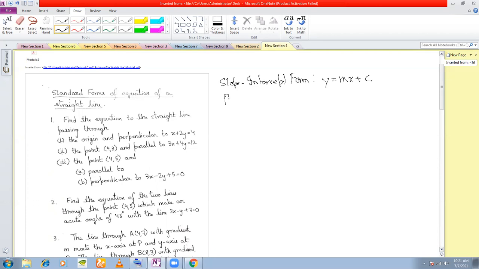Next is the point slope form. What is the point slope form? If you know a particular point (x1, y1), and if you know the slope, you can find out the equation of the straight line. So y minus y1 is equal to m times (x minus x1). This is the point slope form.